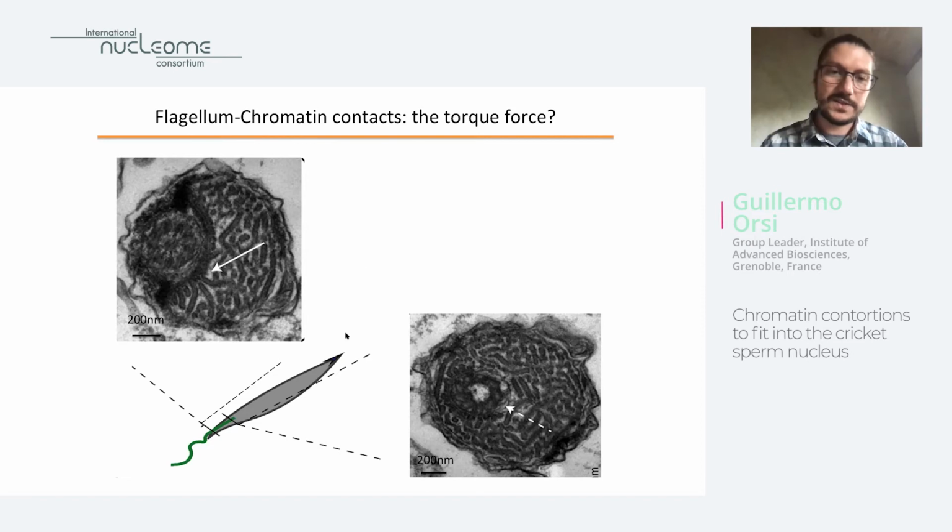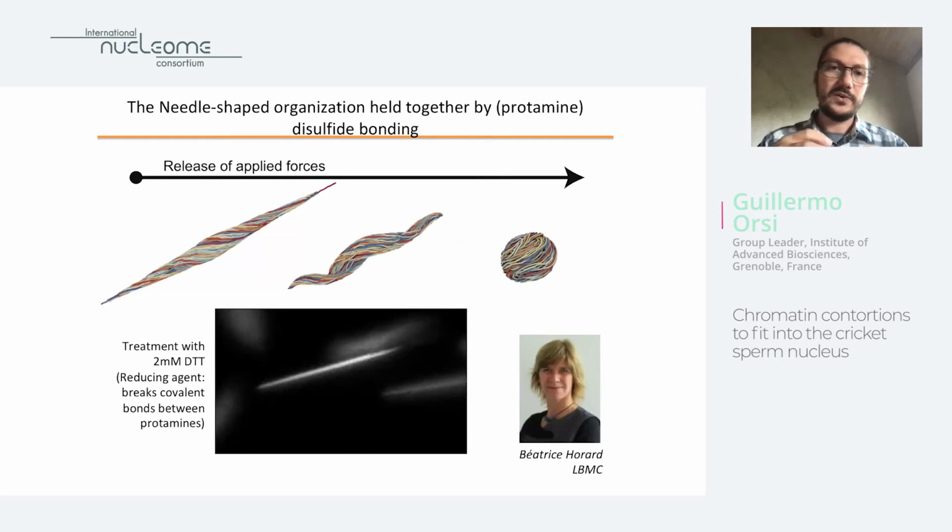So once this happens, right, like I said, there is the idea that this architecture needs to be maintained, and one of the ideas was that it could be maintained in the needle shape by protamine disulfide bonding. This is work by Bea in the lab, who probed what would happen if you break the disulfide bonding with protamines. You can do this chemically by exposing the cells to DTT, which is a very broad-acting reducing agent. It does other things, but in these cells, it is expected to do a lot of mess inside chromatin.